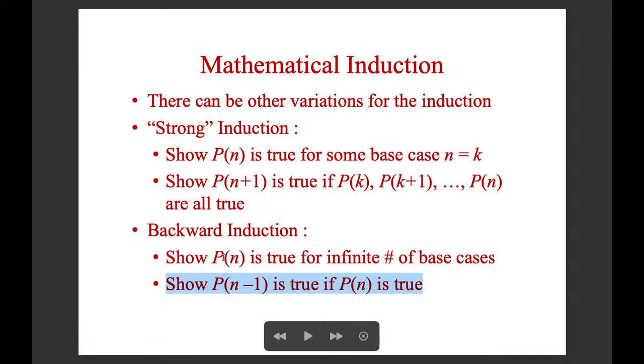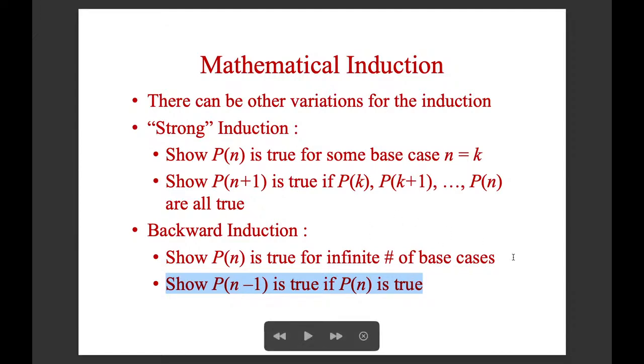We need to show that Pn is true for an infinite number of base cases. Because there are infinitely many base cases, that means what? That means that if I want to show a certain case, let's say Pn prime, is true, then we know that there are infinite cases to be true.